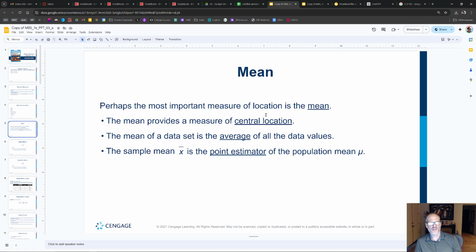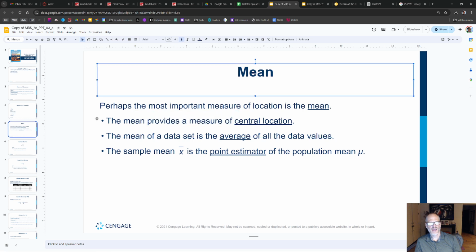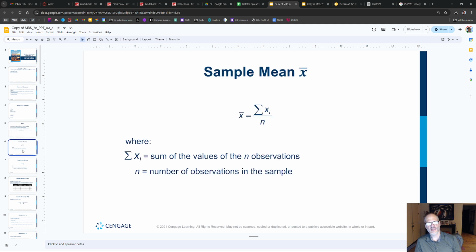Perhaps the most important measure of location is the mean. The mean provides a measure of central location. The mean of a data set is the average of all the data values. The sample mean, x bar, is the point estimator of the population mean, which is mu. And so here's how you calculate the sample mean. The sample mean x bar is equal to each of the individual data points, represented by xi, summing all of those up, which is represented by sigma, and then dividing by the number of data points, or the number of observations in the sample.